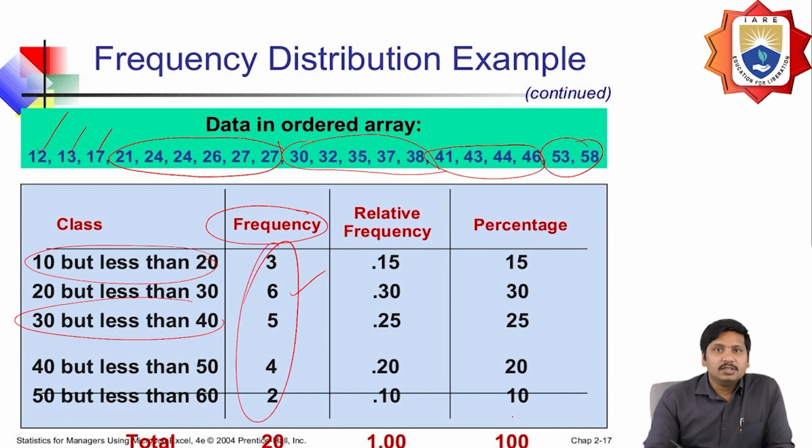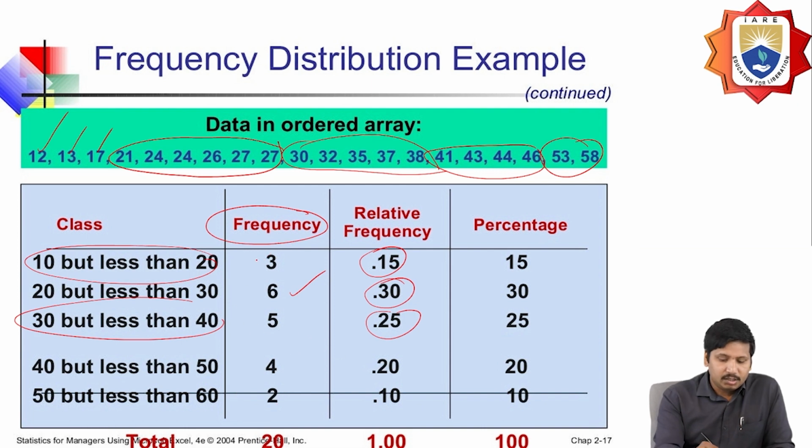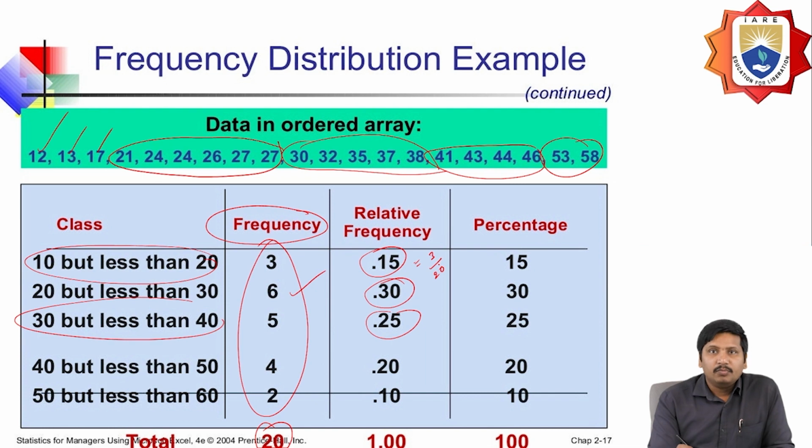Once the frequencies are identified, we have to calculate the relative frequency. How is the relative frequency obtained? The total frequency is the sum of all the frequencies, 20. So it is 3 divided by 20, which gives 0.15.